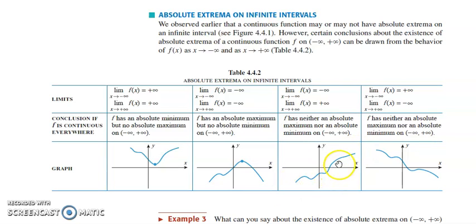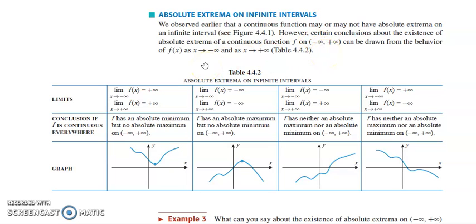If you look at the maximum, there is no absolute maximum because the function goes to infinity. Similarly, because the function goes to minus infinity here, there will not be an absolute minimum. The same case applies here also: the function takes a value, increases indefinitely, and again decreases indefinitely. So there cannot be an absolute maximum or an absolute minimum. So this is the case of a continuous function defined on an interval of the form minus infinity to infinity.